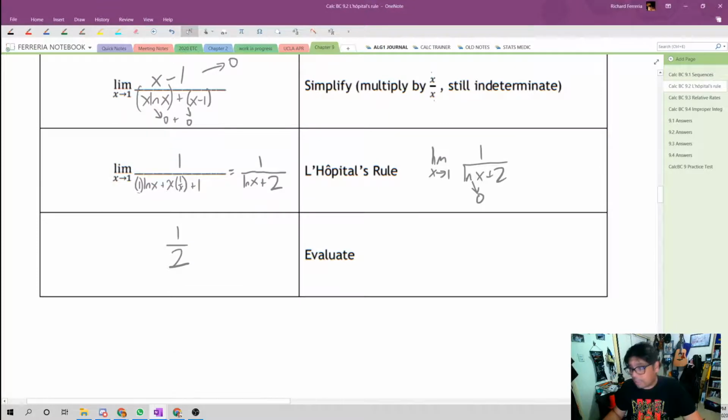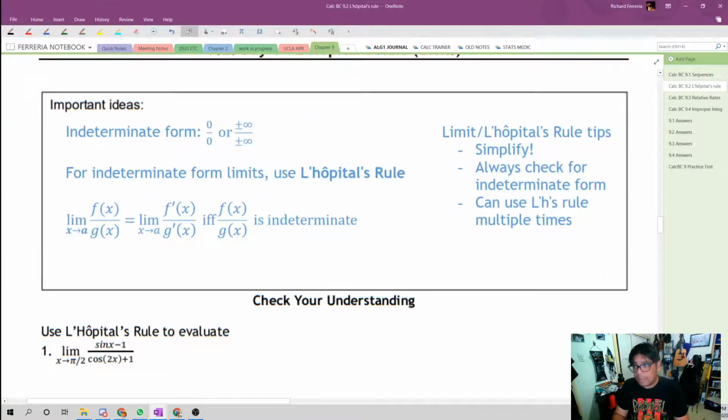Okay, so let's move on from there. Here are the important ideas. We've got the indeterminate form, which you have to be able to recognize. And for indeterminate forms, you're supposed to use L'Hopital's rule, which basically means take the derivative of the numerator and then take the derivative of the denominator and evaluate the new limit.